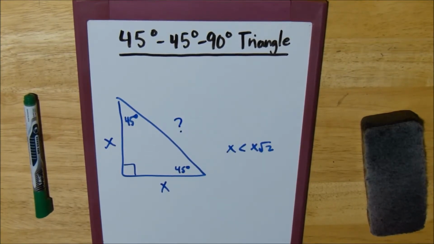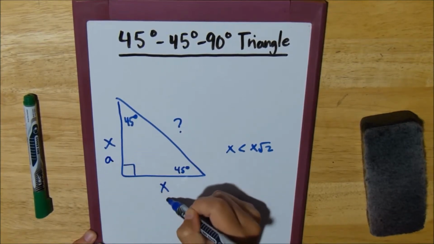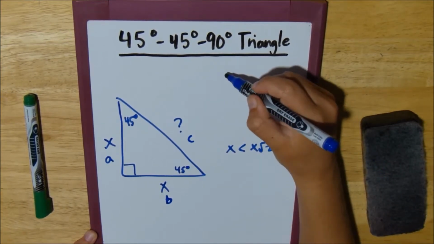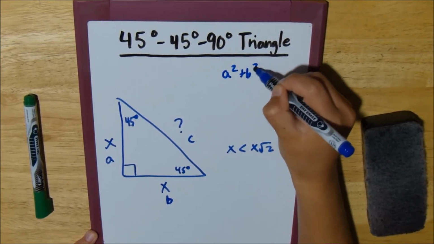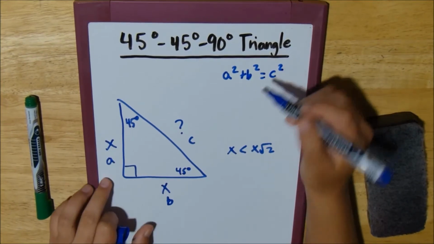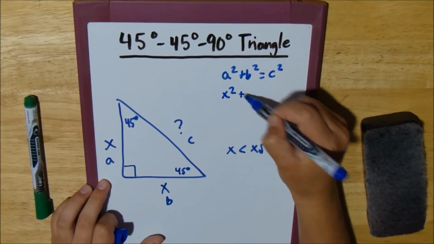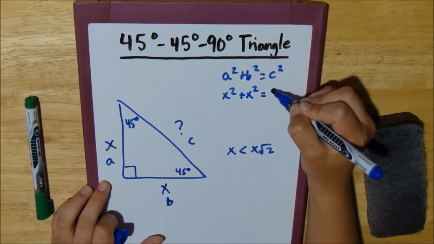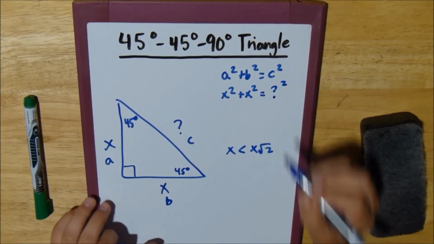We could use the Pythagorean Theorem to figure this out. So let's call this A, let's call this B, and let's call this C. Now we know the Pythagorean Theorem is A squared plus B squared equals C squared. So let's just plug in x squared plus x squared, and then we get our, let's call it question mark squared.